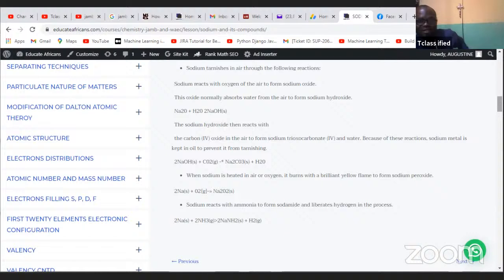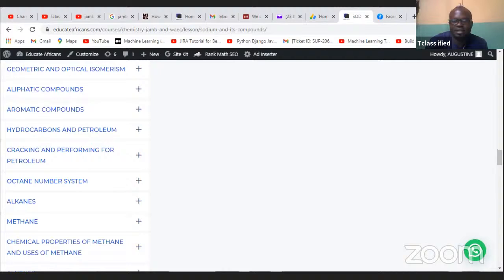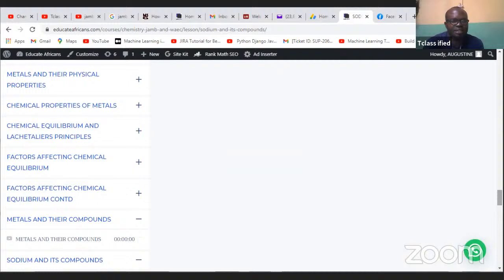And secondly, when you heat it in air or oxygen, it burns with a brilliant yellow flame to form sodium peroxide. Sodium also reacts with ammonia to form sodamide and liberate hydrogen in the process. So very importantly, that metal that when heated in oxygen or air burns with a brilliant yellow flame is known as sodium. Okay, that's it about sodium metal and its compounds. That's what we're looking at, metals and their compounds.